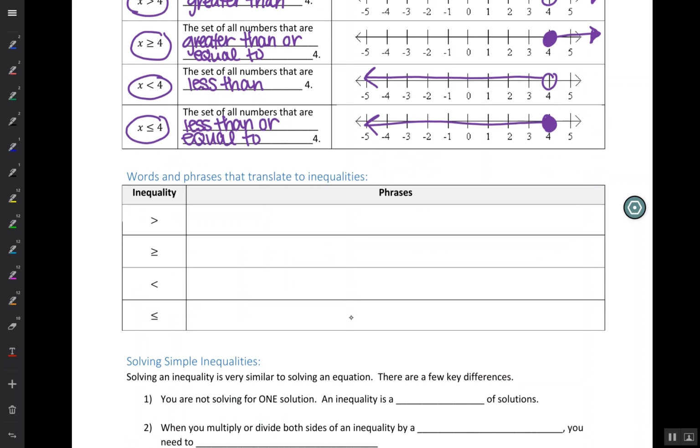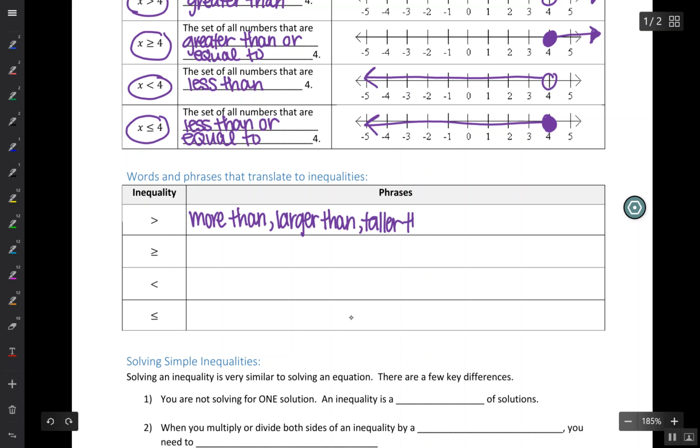Okay, so I want to talk about some different phrases that you could see in word problems that mean these symbols. We know greater than, but we could also use things like more than, larger than. We can do more specific things like taller than, older than. You can get really specific with this, like more expensive than. Okay, I ran out of room, so that's probably good enough.